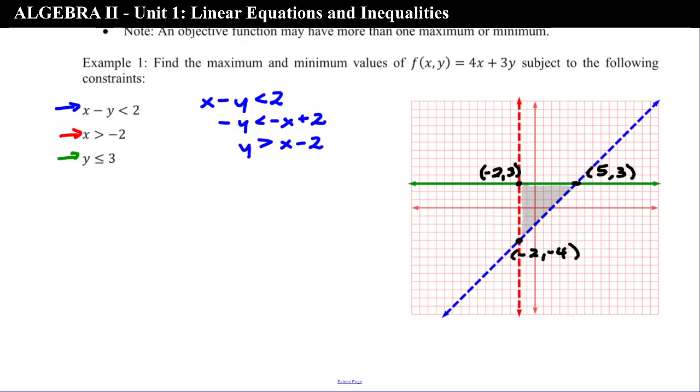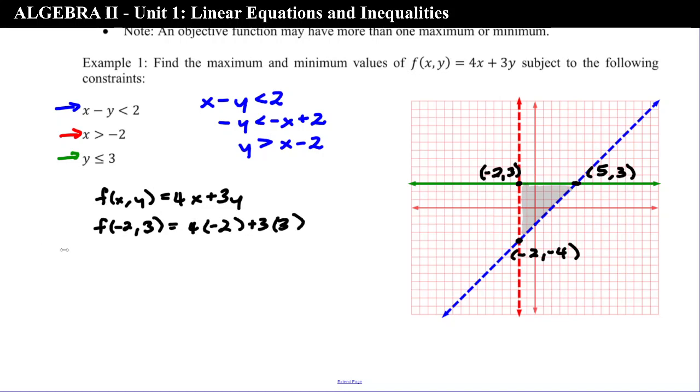Okay, so now once we have our points, now it's just a matter of taking our objective function, which is f of x, y equals 4x plus 3y. And we're just going to plug in our points. We're going to test all of our points. So we have f of negative 2, 3. And when we plug that in, we get 4 times negative 2 plus 3 times 3. We're just plugging in our x and y.